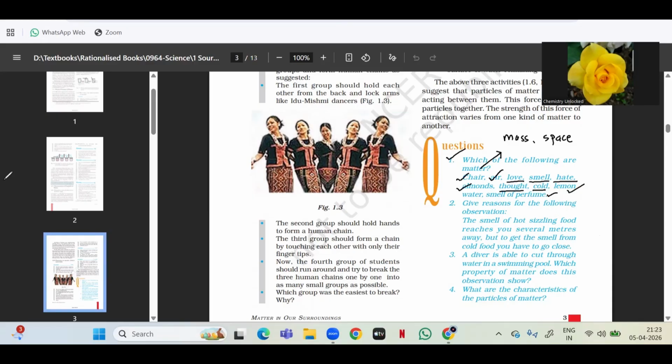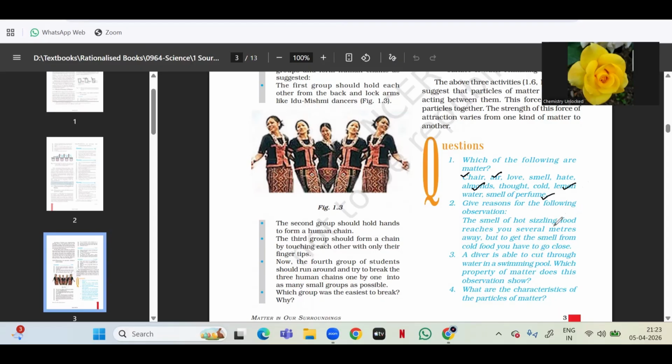So finally, to make it more clear, let me tick mark the things which come under the category of matter. One is air, then almonds, then lemon water, and the smell of perfume. So they come under the category of matter.